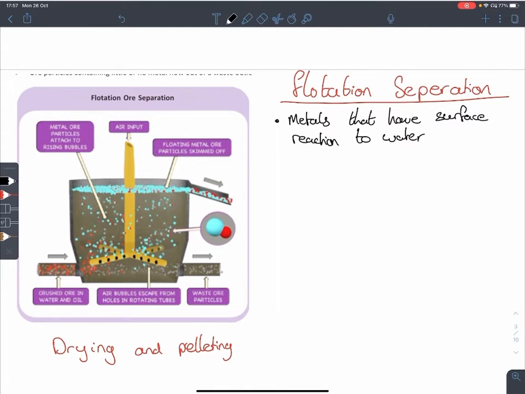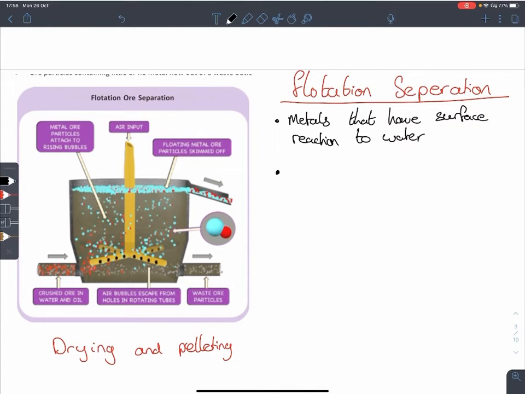The metal-rich particles and the bubbles form a froth at the top of the tank, and then it is just skimmed off from the top. The froth will contain all the ore-rich particles, and the waste is just pumped out from the bottom. So that's how this works here.